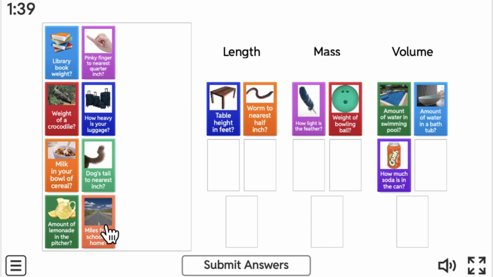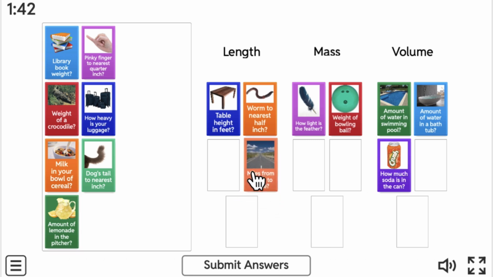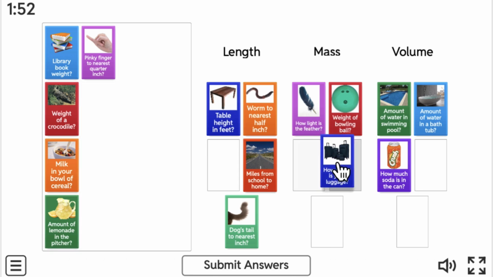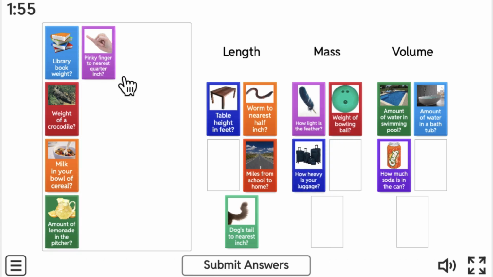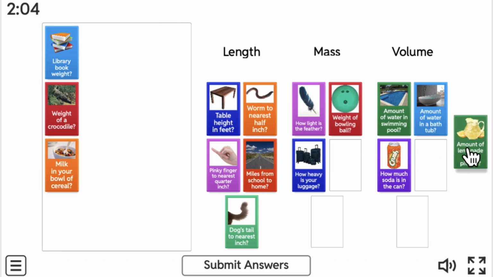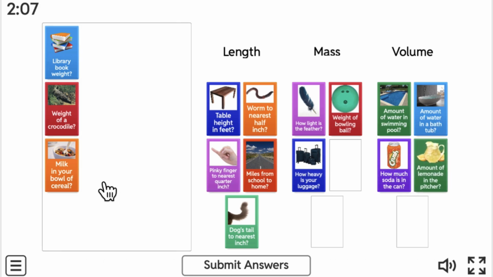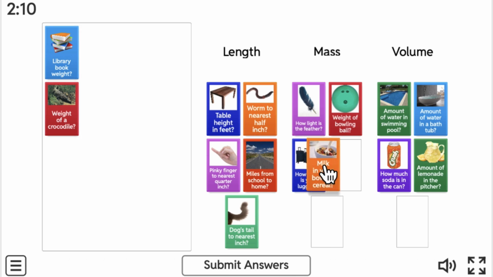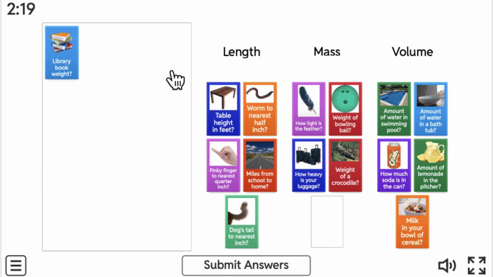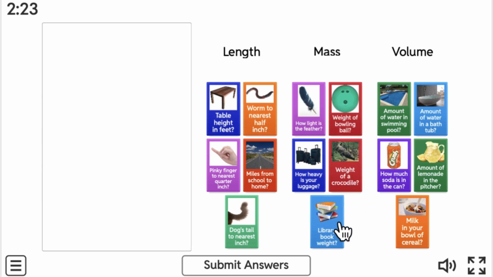What about the miles from school to home? That's the length. Dog's tail to the nearest inch? Also the length. What about how heavy is your luggage? That's the mass. Pinky finger to the nearest quarter inch. This is also the length. If you want to measure the amount of lemonade, that's the volume. What about the milk in your bowl or cereal? That's the mass. Is it? No, it's the volume. The weight of a crocodile is the mass.